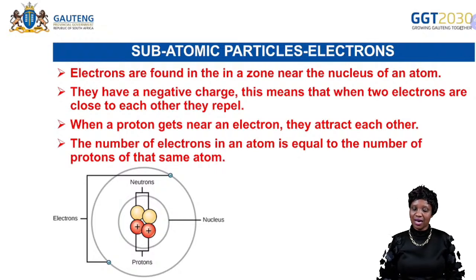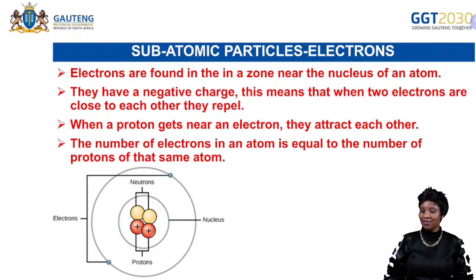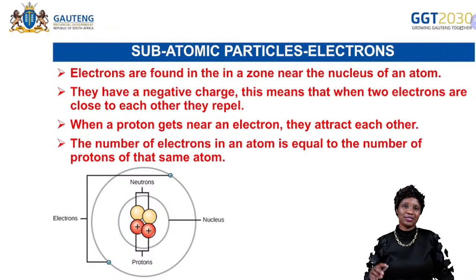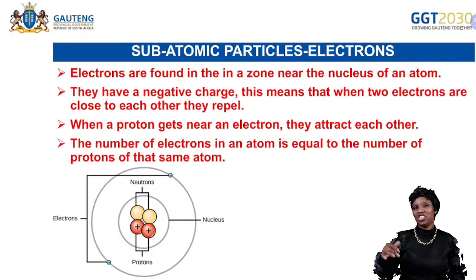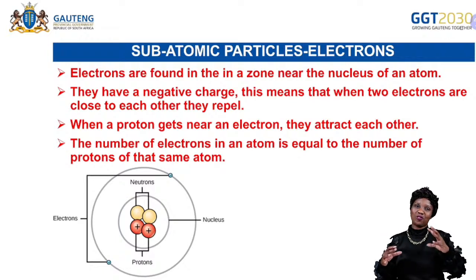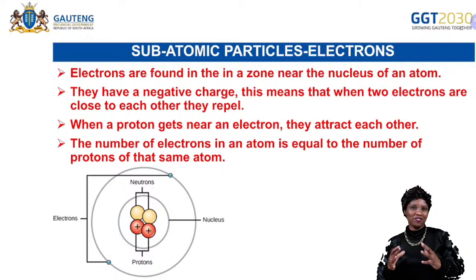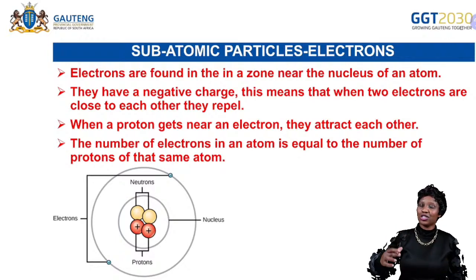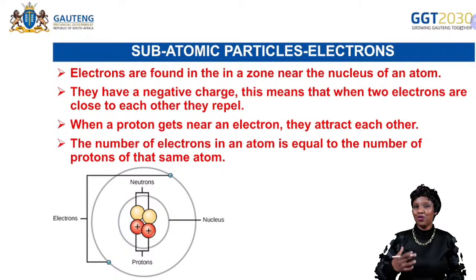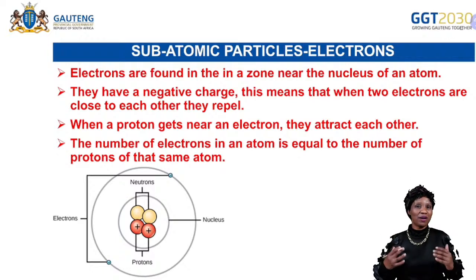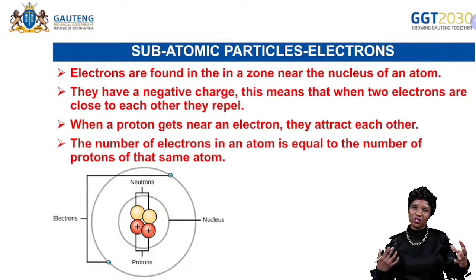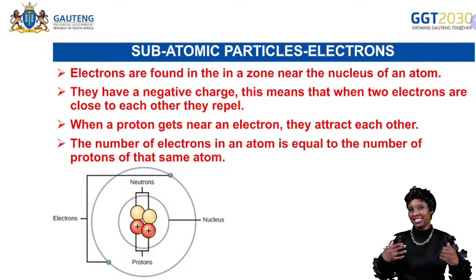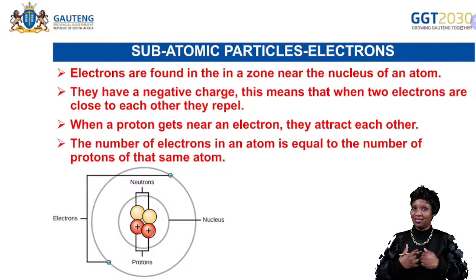And then electrons are found in a zone near the nucleus of an atom. Remember, we said the structure of an atom consists of the nucleus and then the energy levels. All right. In the nucleus, we've got the what? Neutral neutrons and the positively charged protons. And then the electrons orbit around the nucleus. It is being held down by the forces. Remember, the electrons are negatively charged and the protons are positively charged. Therefore, these are unlike charges. What do they do? They attract. Do you get that?